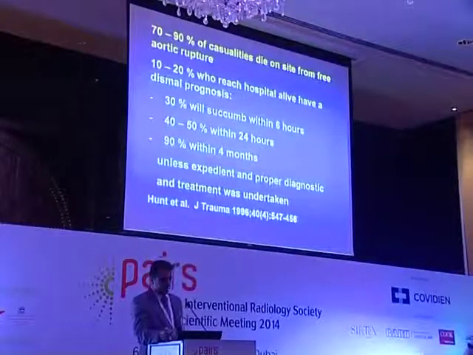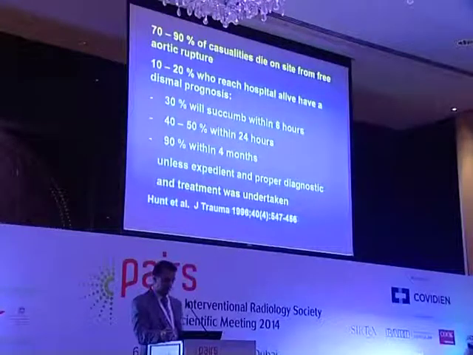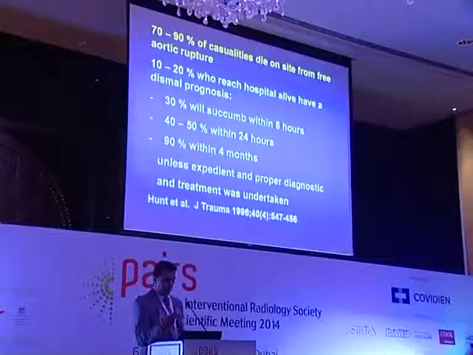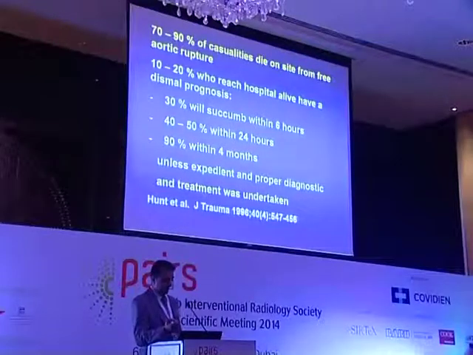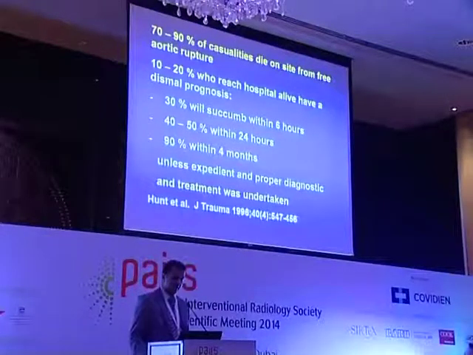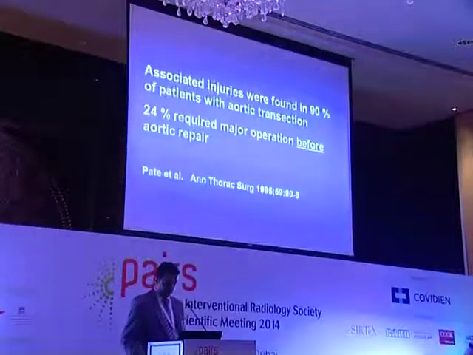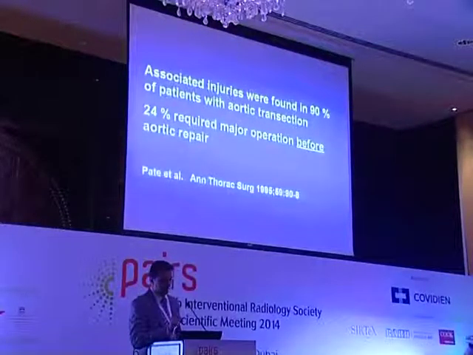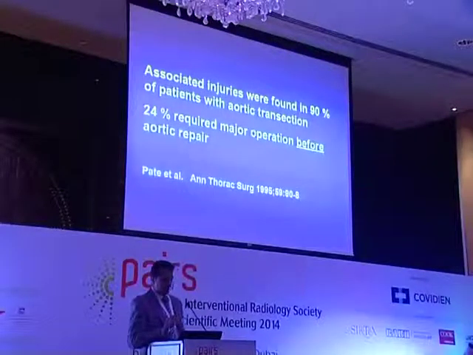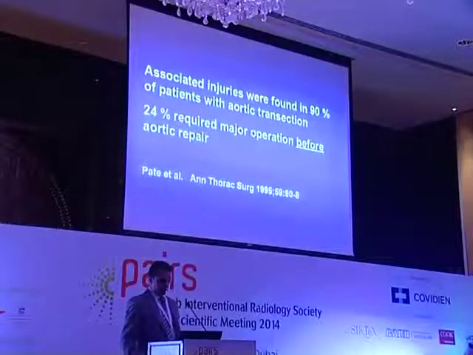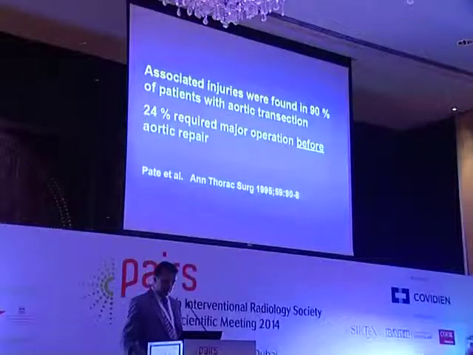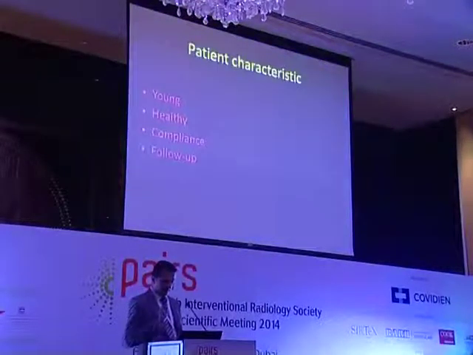70 to 90% of patients will die on the scene from the aortic rupture. 20% of patients will reach the hospital alive, and they will succumb. 30% of them will succumb within 6 hours, 40 to 50% within 24 hours, and 90% within 4 months, unless a treatment is done for them. Associated injuries were found in 90% of the patients with aortic transection, and 24% need surgery before repair.